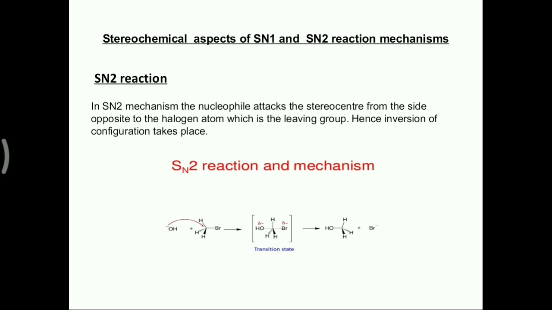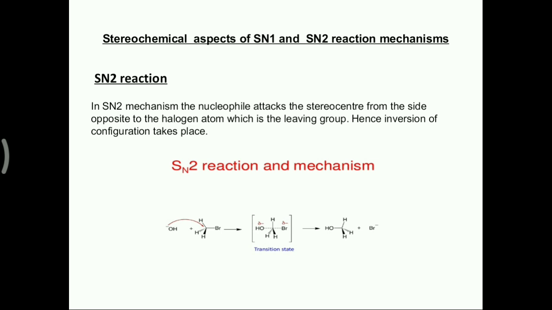Stereochemical aspects of SN1 and SN2 mechanisms or reactions. Now we are going to learn, under SN1 and SN2 reactions, what is the configuration of the products we are going to obtain. SN2 reaction.